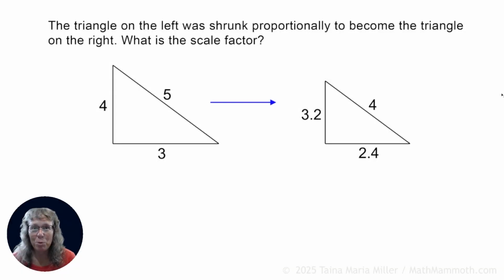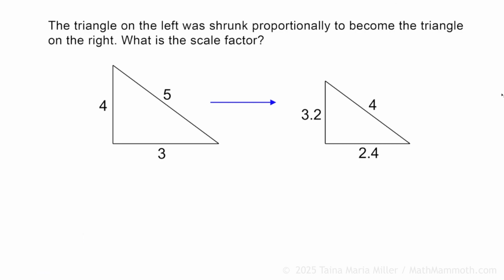Alright, here's our first problem to solve. Try it first yourself. The triangle on the left was shrunk proportionally to become the triangle on the right. What is the scale factor? We look at these sides and their lengths, and for example, the side that was 3 units becomes 2.4 units. Or the side that was 5 units becomes 4 units. What is the scale factor?